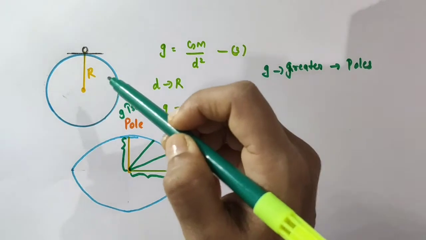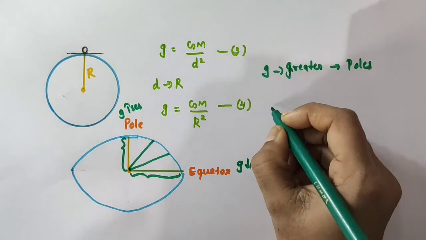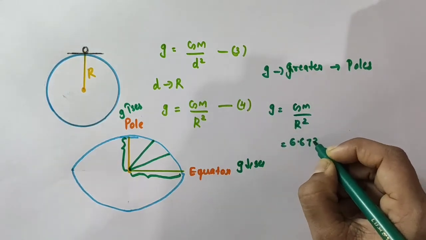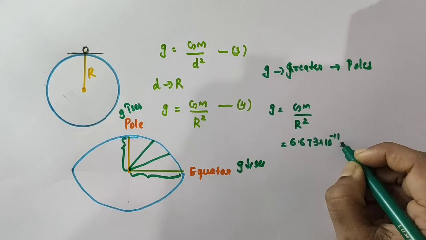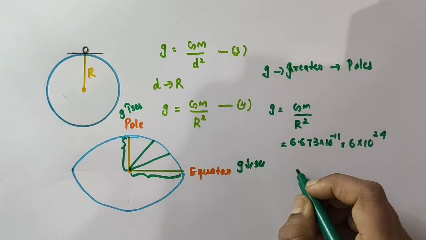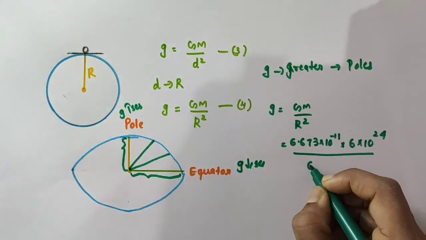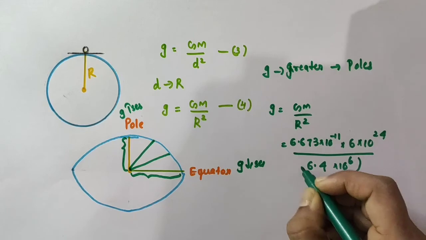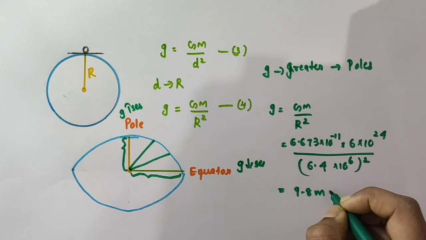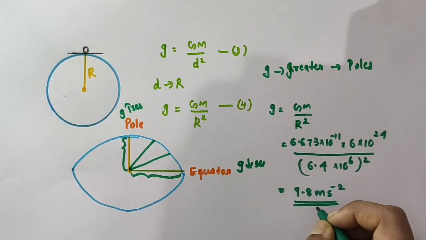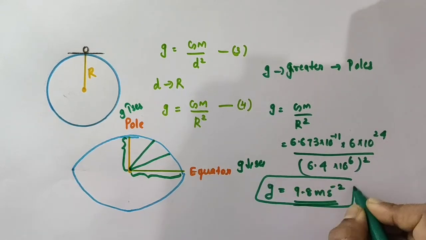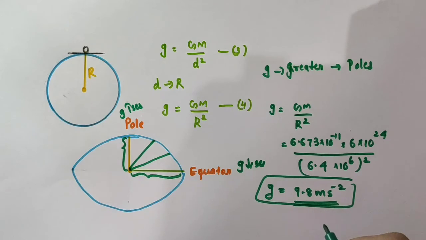And how can we calculate the value of this g? We have this expression, g is equal to GM divided by R square. G is a constant, 6.673 into 10 raised to minus 11. Then M, mass of the earth, approximated to 6 into 10 raised to 24 kilogram, divided by radius of the earth, which can be taken as 6.4 into 10 raised to 6 meter, whole square. While we do this calculation, you will get almost a value of 9.8 meter per second square. So the value of acceleration due to gravity of the earth is 9.8 meter second raised to minus 2.